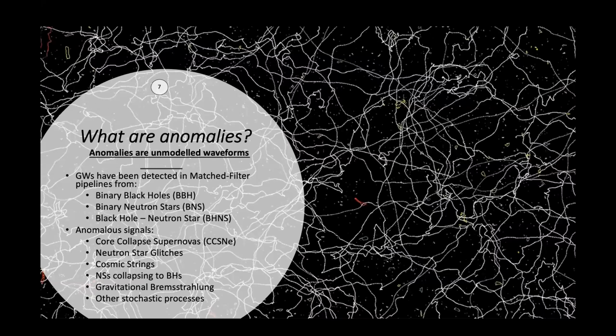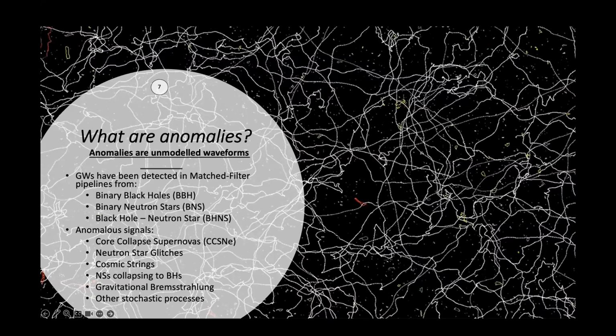And so for our intents and purposes, anomalies in the LIGO Virgo sphere are going to be unmodeled waveforms. They don't have to be things that you don't specifically know about, in the high energy case. But they could be weird signals that are either computationally prohibitive to simulate, or we just don't know how to simulate them, or they could just be from sources that we don't know exist.